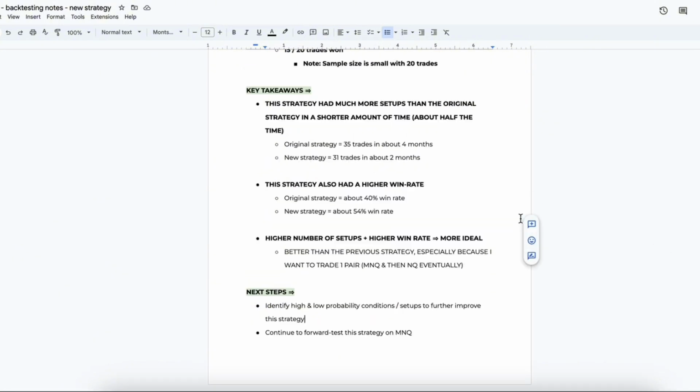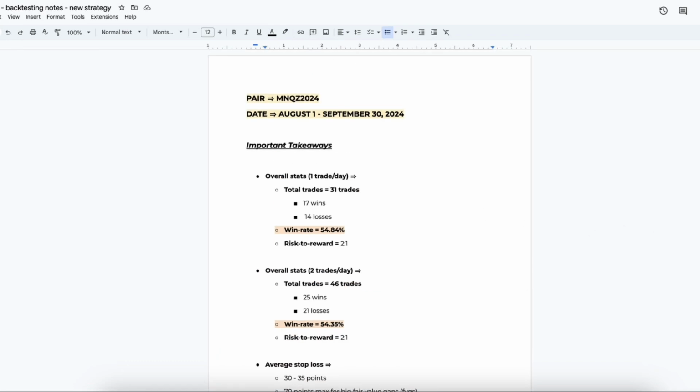Now that I've gone through the data, kind of showed you how I've been refining it and backtesting, I'm going to get into the live execution.